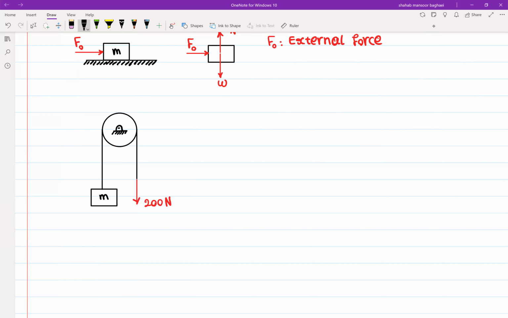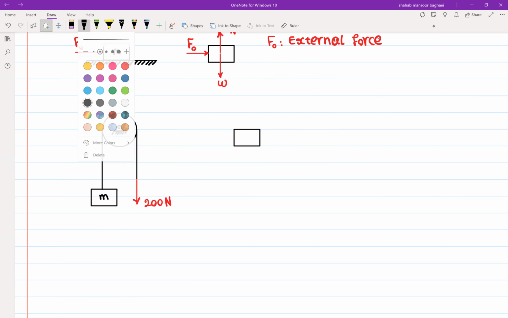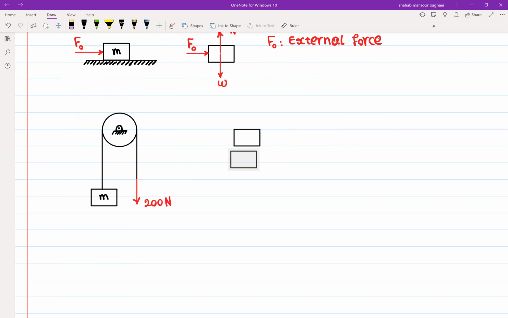Okay, draw the free body diagram for this block. At first, you should separate it. You have to separate your block for every case. This is your mass, or this is your particle.